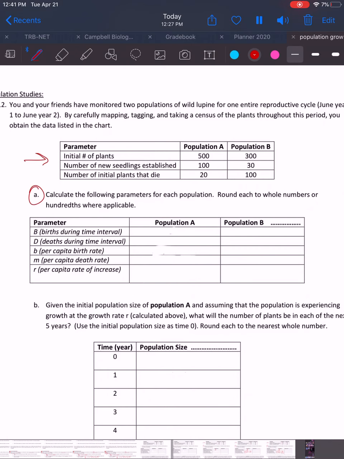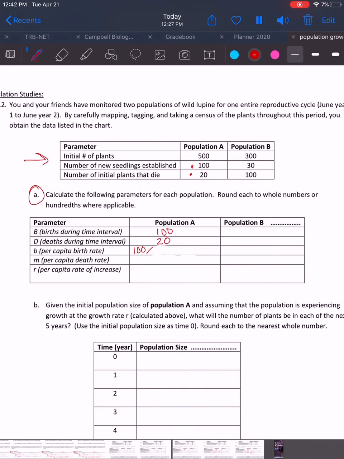So they tell us population A, my initial number of plants is 500. The number of new seedlings established is 100. Number of initial plants that die is 20. Okay, so we're going to be using that information to calculate right in here. So calculate the parameters for each population. So B is the births during this time interval, so that's going to be 100. D is the deaths, which is going to be just 20.